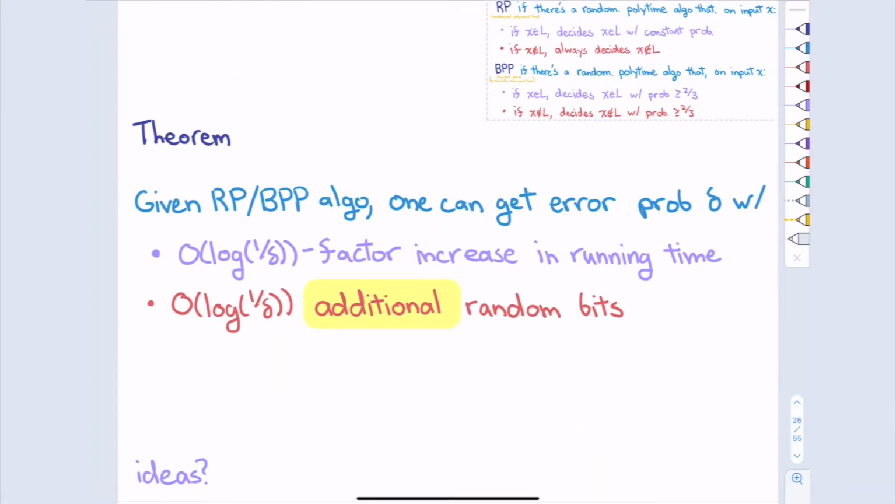So instead of doing completely independent repetitions to do your amplification, there are other ways to go about it. Instead of multiplying by a log 1/delta factor, like you would with repetition, you only have to pay log 1/delta additional random bits. So it's m plus log 1/delta as opposed to m times log 1/delta. So you can actually do something more economic than independent repetitions.